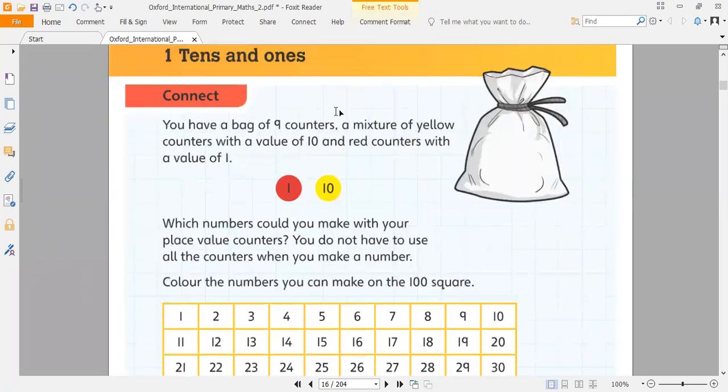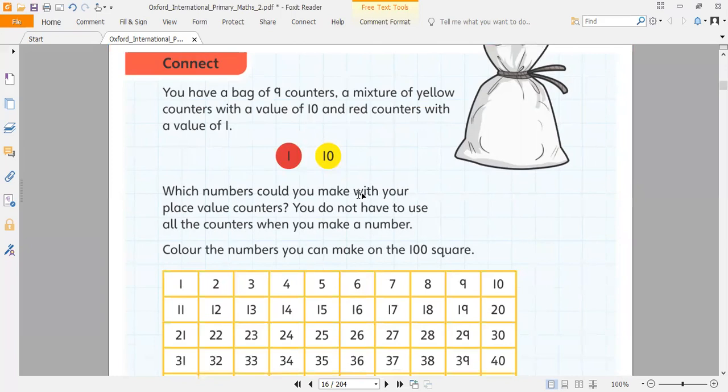And next is tens and ones. Connect. You have a bag of 9 counters, a mixture of yellow counters with a value of 10 and red counters with a value of 1. So this is a bag and we have 9 counters, a mixture of yellow and red counters. Red counter is 1 and yellow counters are 10. Which number could you make with your place value counters? You do not have to use all the counters when you make a number.